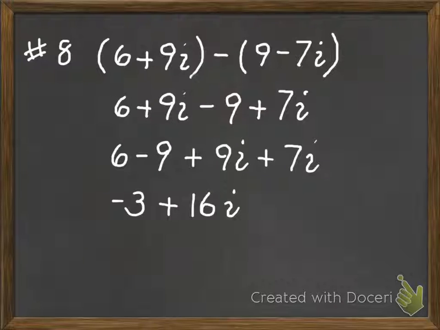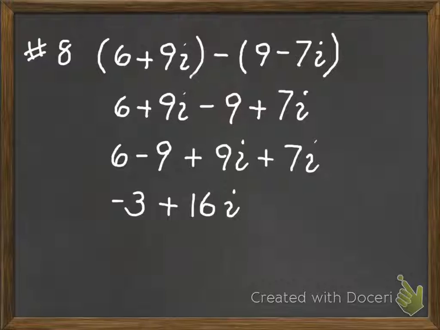Number 8. Here we're subtracting two complex numbers. A complex number has a real part and an imaginary part. So our first complex number is 6 plus 9i. And from that we're subtracting a second complex number, 9 minus 7i. Now when you're subtracting, you have to be careful.